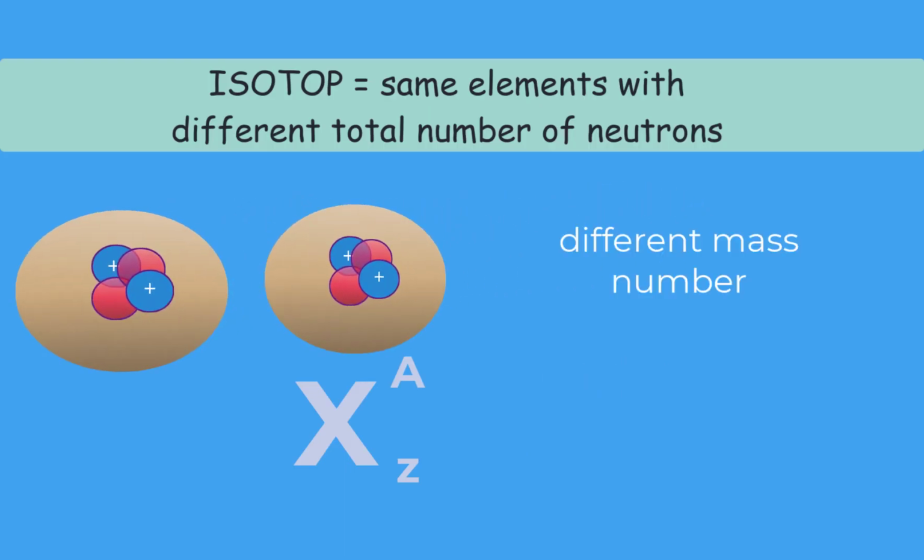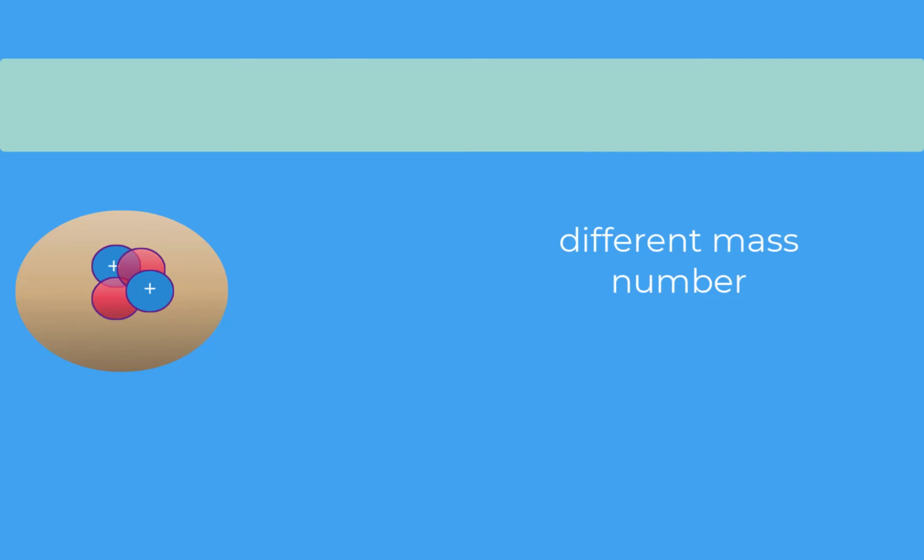We also have isotopes. Isotopes are the same element with a different total number of neutrons, so they have the same atomic number but different mass numbers. Now let's go to the concept review.